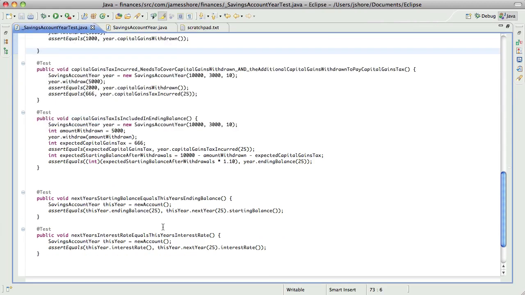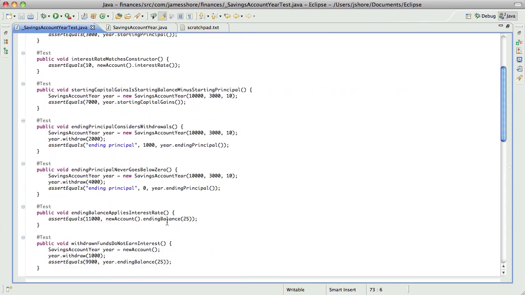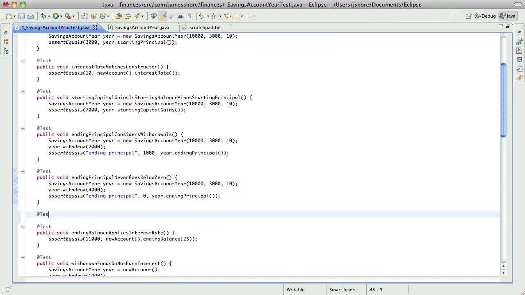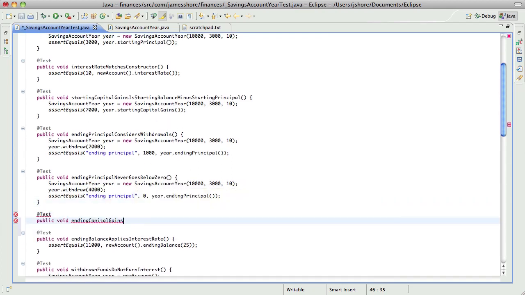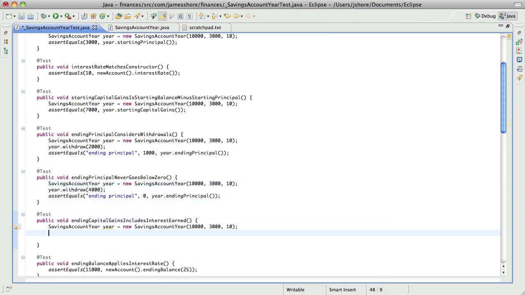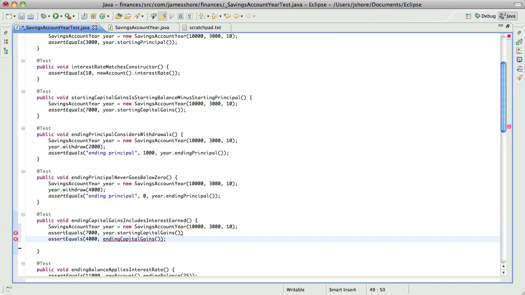Okay. We still need to fix next year. Before I do that, I want to do one more thing, which is to make sure that the ending capital gains applies or includes interest earned. So we've got a savings account here. And what we want is the ending capital gains to equal, let's see, starting out with 3,000. So starting capital gains should be 7,000. And our ending capital gains should be 3,000 plus 1,000, so 4,000, because we earned $1,000 interest.